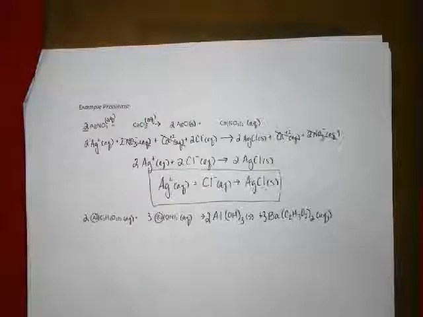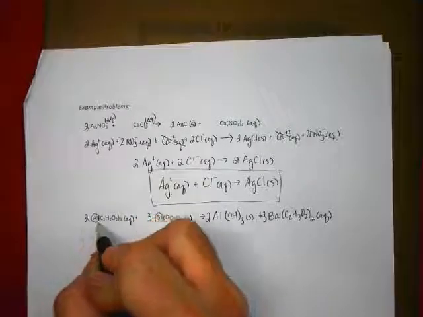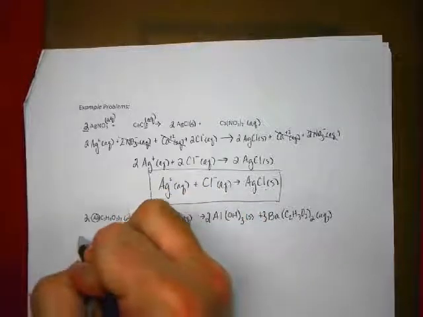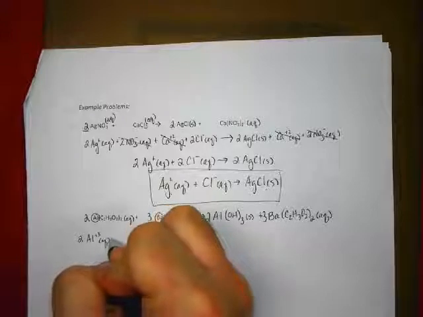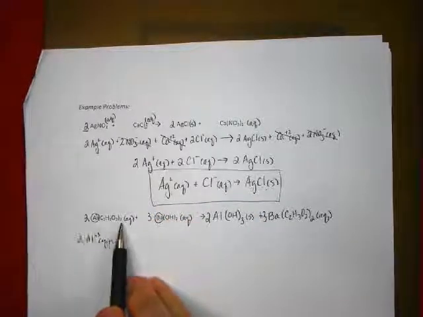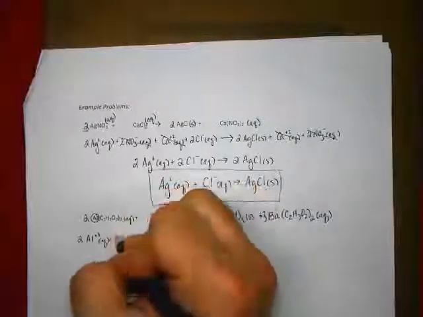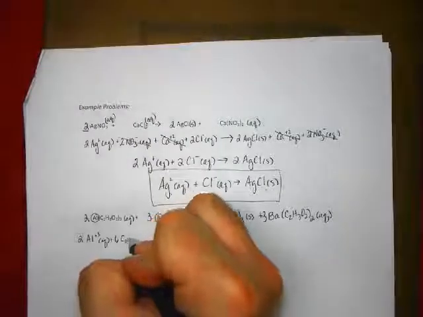Aluminum acetate is going to break up. So we have a 2, and aluminum does not have a subscript. So we get 2Al+3 (aq). And we have 2 in front and a subscript of 3. So that means that we have 6 acetate ions.